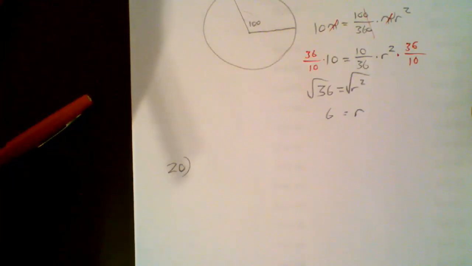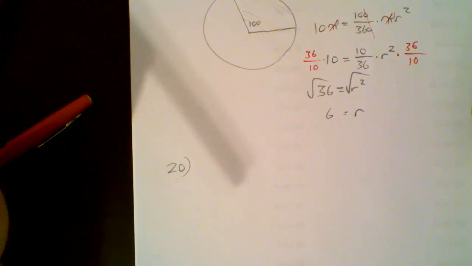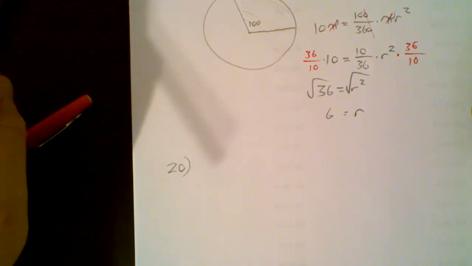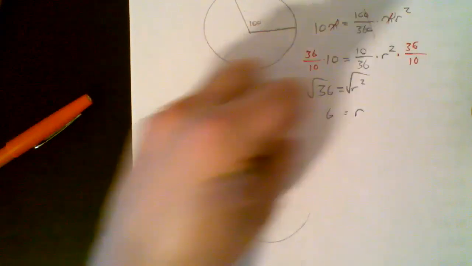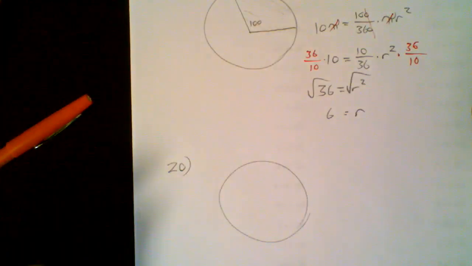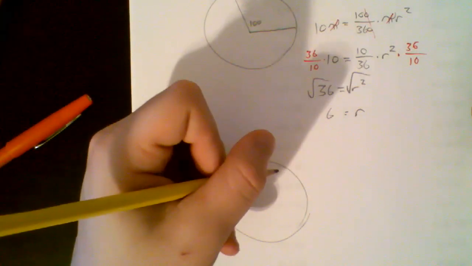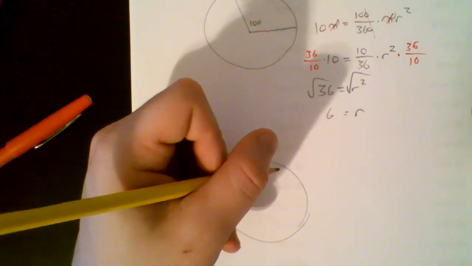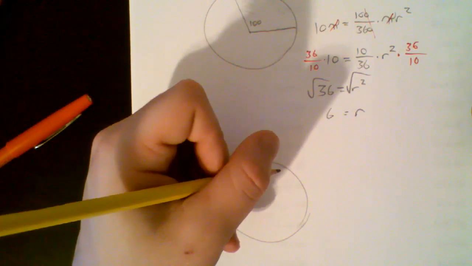Number 20, here we go. Number 20 says the length of an arc of a sector is 3 pi over 2, and the radius is 1.5. Find the area of the sector. All right, so this is going to be an easier one. So I'm going to draw it.